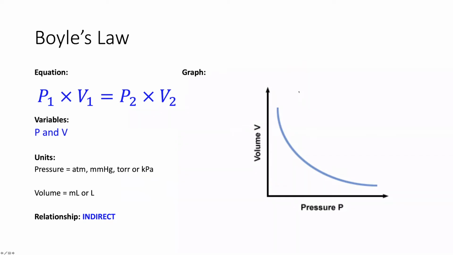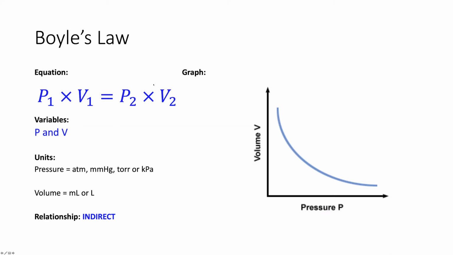Online, I gave you a big PDF to read, okay? Some notes, some historical context, but this is the gist of it. This is Boyle's law right here, plain and simple. Your initial pressure multiplied by your initial volume is going to equal your new pressure multiplied by your new volume, okay?